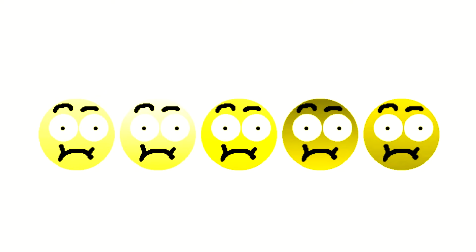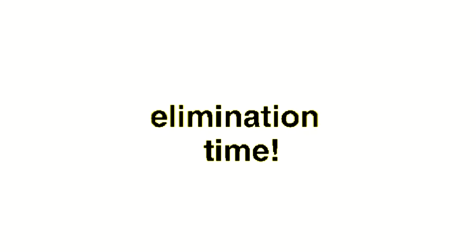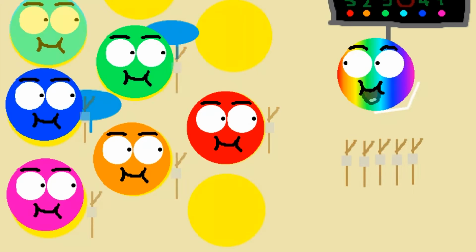Elimination time, dum dum. Summers, get your buckets. It's time for elimination. Here's something and marshmallows. Show the votes. Rose, you said one vote. Orange and red, two votes and three votes.